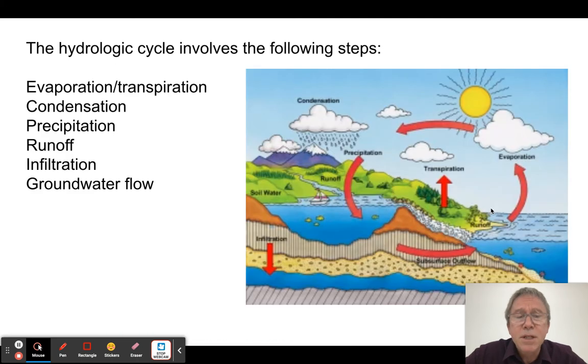So let's look at the steps in this hydrologic cycle. It starts with evaporation, also something called transpiration. We'll get to that. It's followed by condensation, precipitation, runoff, infiltration, and groundwater flow. So those are the parts of the hydrologic cycle. We're going to take each of them in turn.